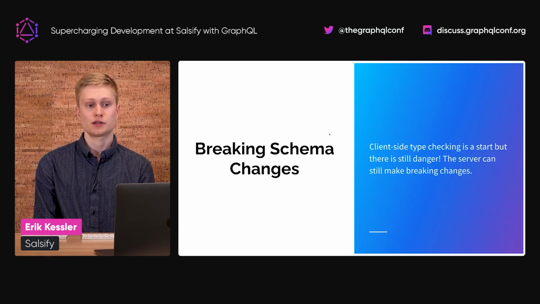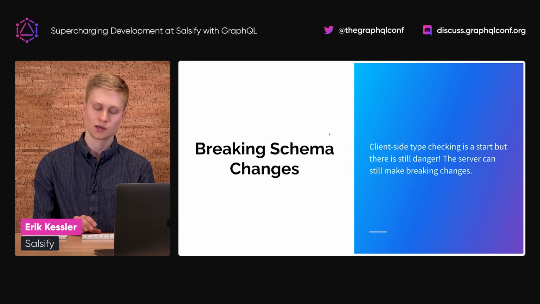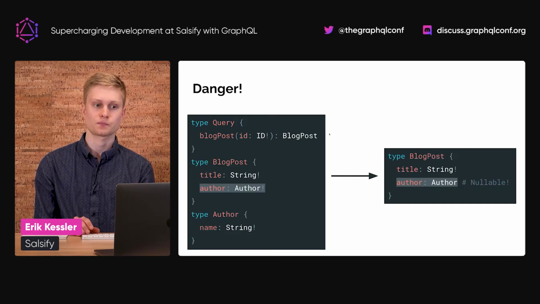While automatically generated TypeScript types based on the GraphQL schema help avoid bugs when developers write and modify their queries, there's still the danger that someone can make a breaking change on the backend. In this case, the client's type checking would not flag the issue until the developer pulled the latest version of the schema and regenerated the types. For example, let's say we change the blog post author field from non-nullable to nullable and then see what happens on the client side.